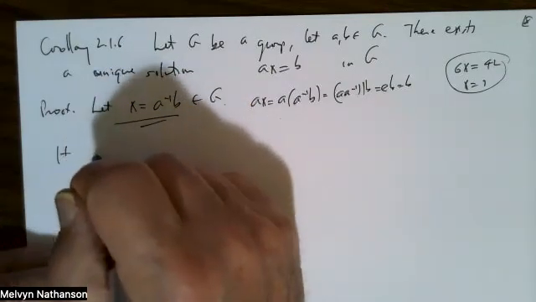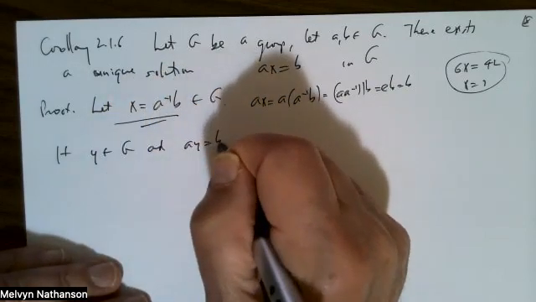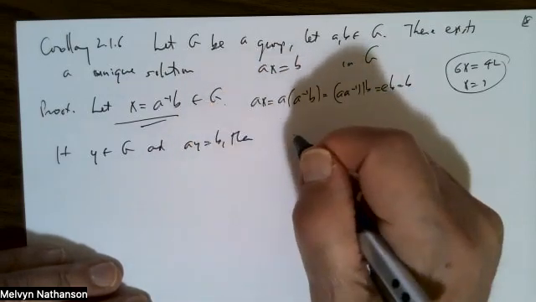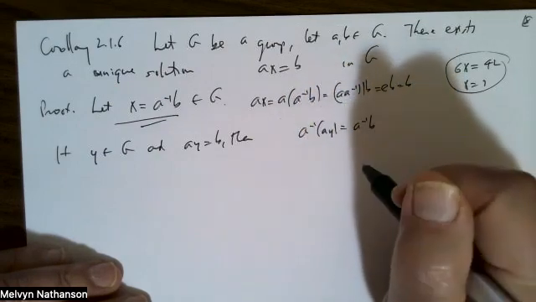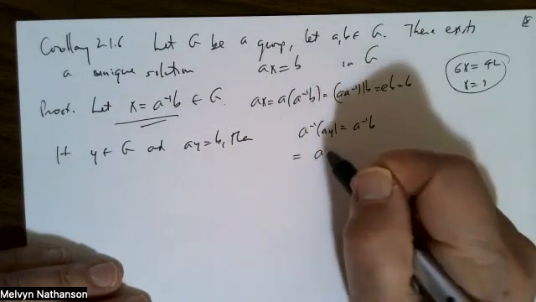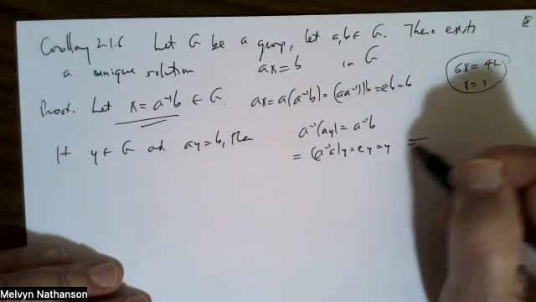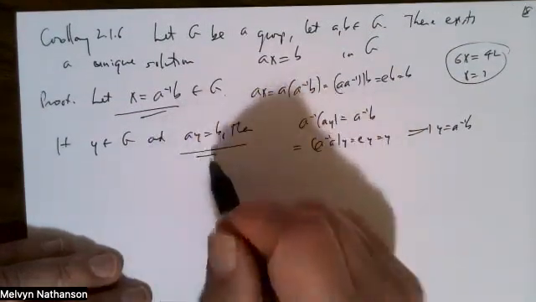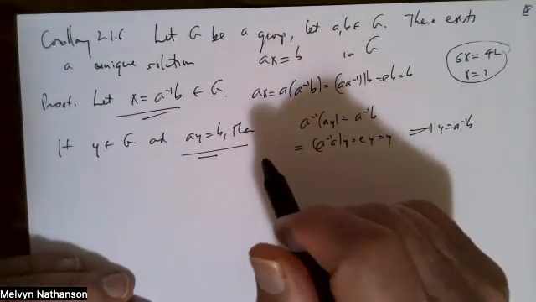And if Y is any element in the group, and AY equals B, then if I multiply both sides by A inverse, A inverse times AY is A inverse B. But A inverse AY is A inverse A times Y is E times Y equals Y. So Y equals A inverse B. That is, the only solution of this equation is A inverse B. So every equation of this type has a unique solution.